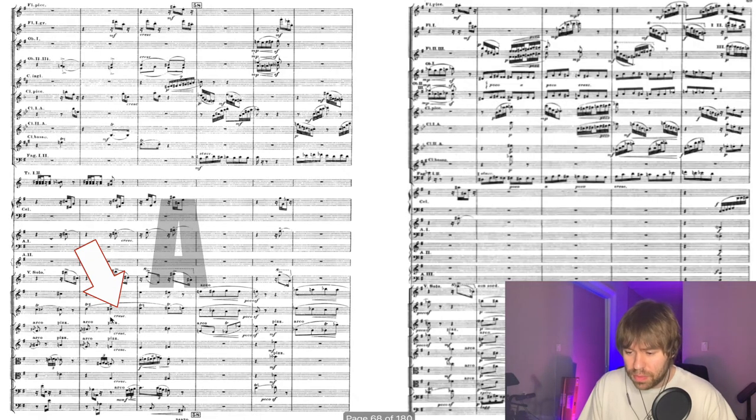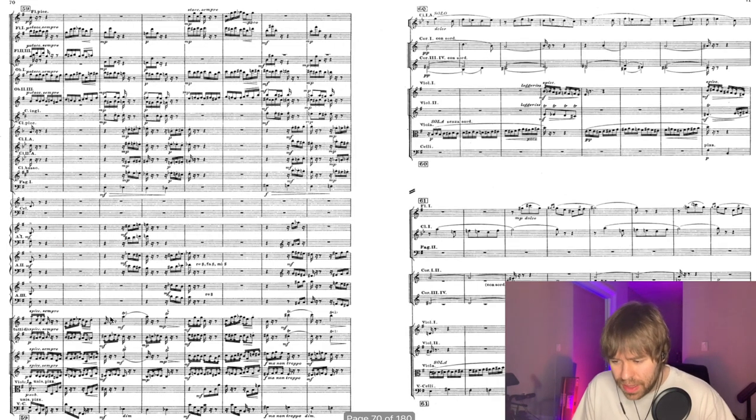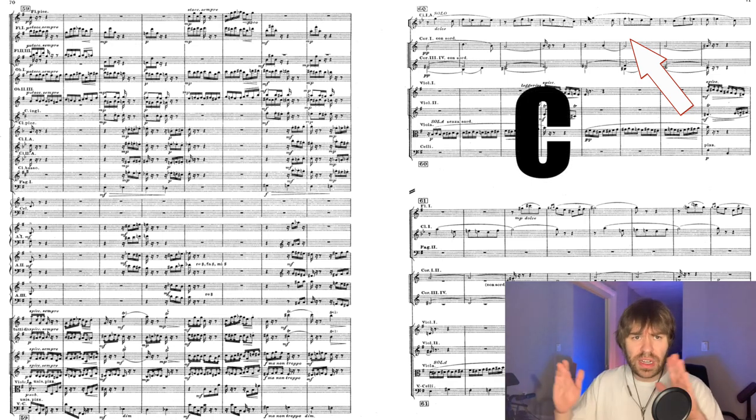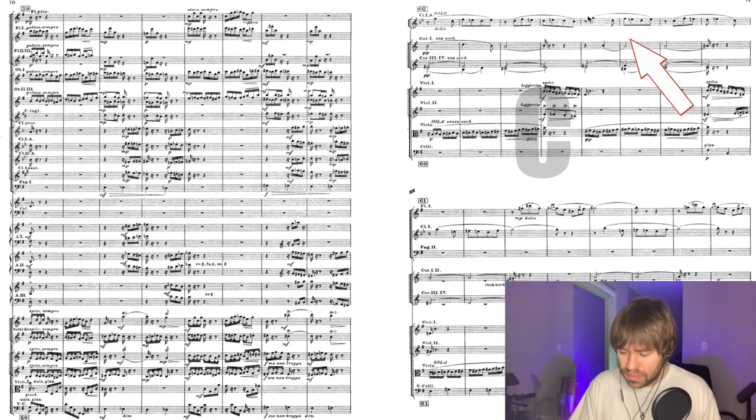Very short B. The previous section, I would call that a short B. And then we're back to A. And then this section here at rehearsal number 60, again, we have solo marked here. Spiccato in the violins. But now we have... I'm going to call this C, because it's a very different thing. It's related harmonically, but it's a different melody than we've had before.